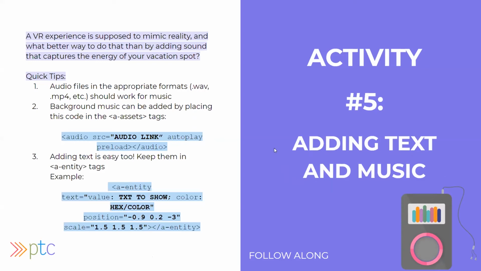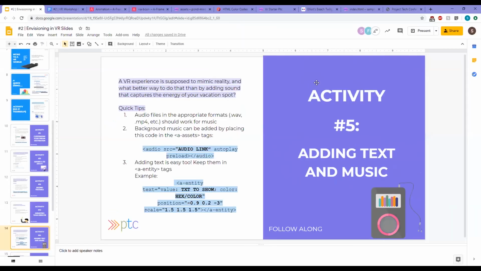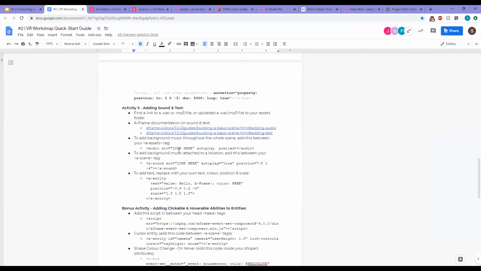So you can either have background music present throughout your whole scene. So to do this, we've linked this in the quick start guide. If you want to add background music throughout your whole scene, add this link between your assets tag. And so with the audio, you do have to make sure that it's a .wav or a .mp3 file, and you're going to download that. So if you're downloading it off of YouTube, for example, you can just use any YouTube to MP3 converter, download that file, and then upload it the same way that you uploaded any other images to your project.